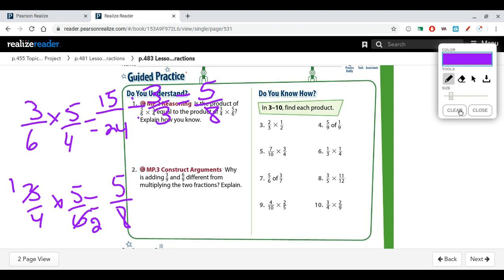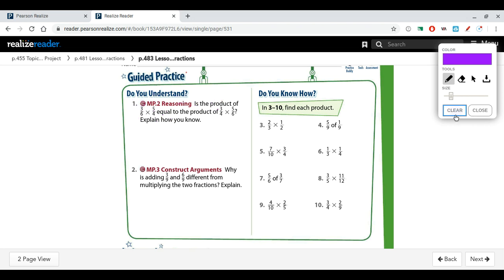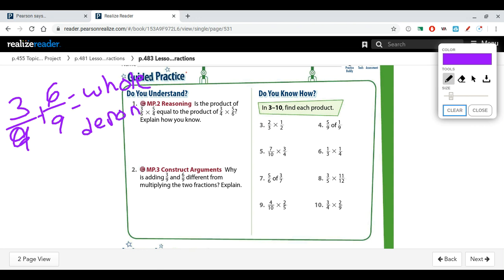Okay. All right. Why is adding 3/9 and 6/9 different from multiplying the two fractions? So when I'm adding 3/9 and 6/9, I'm looking for a whole. So 3/9 added to 6/9 is I'm looking for a whole, right? It's two parts, and I'm going to find the whole. The denominators stay the same. I'm adding the numerators. So denominators stay the same.